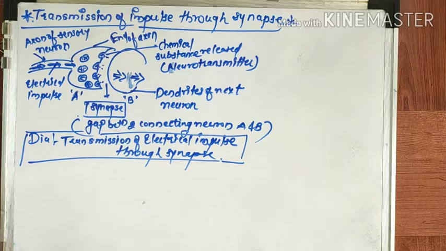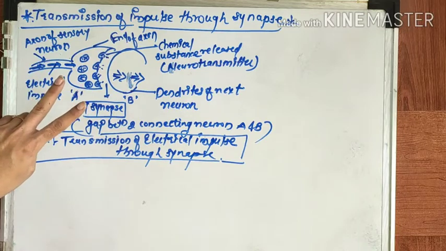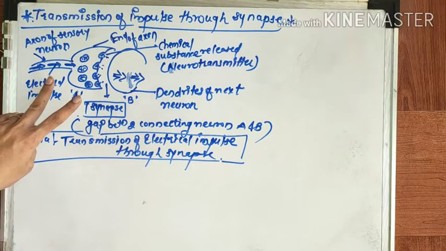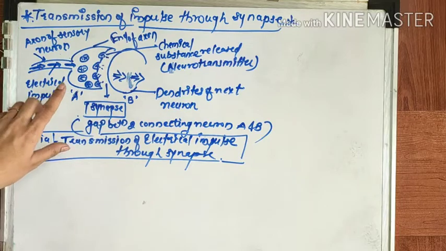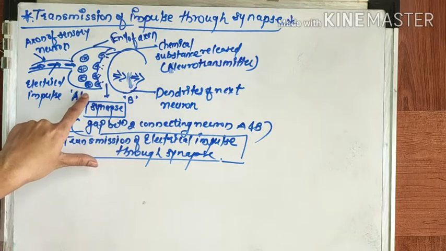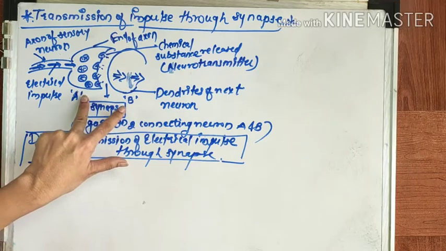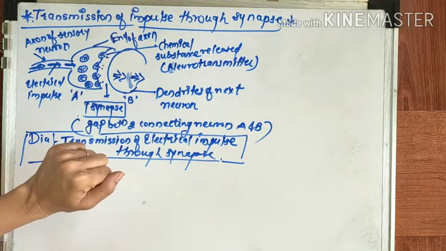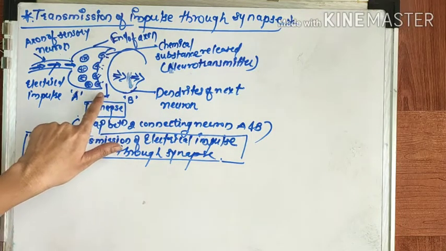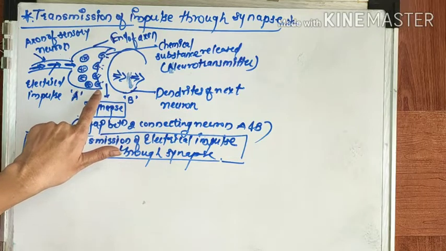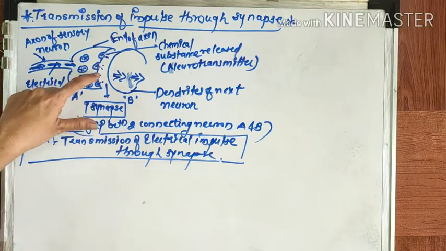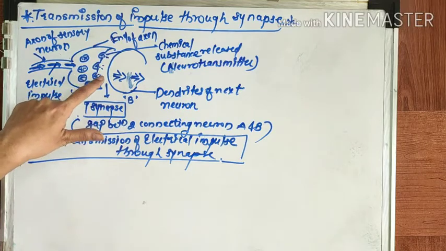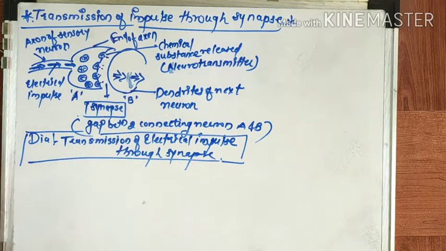Again, I repeat my statement. Any two neurons, this is neuron A, this is neuron B, do not join to one another completely in the nervous system. But you can see there is a very, very small gap between these two neurons. By means of this chemical substance, known as neurotransmitter substance.